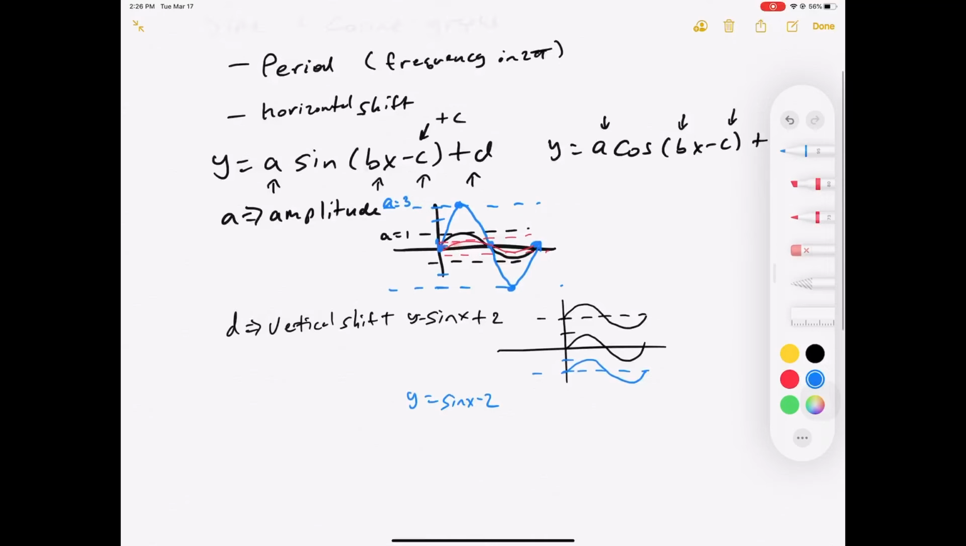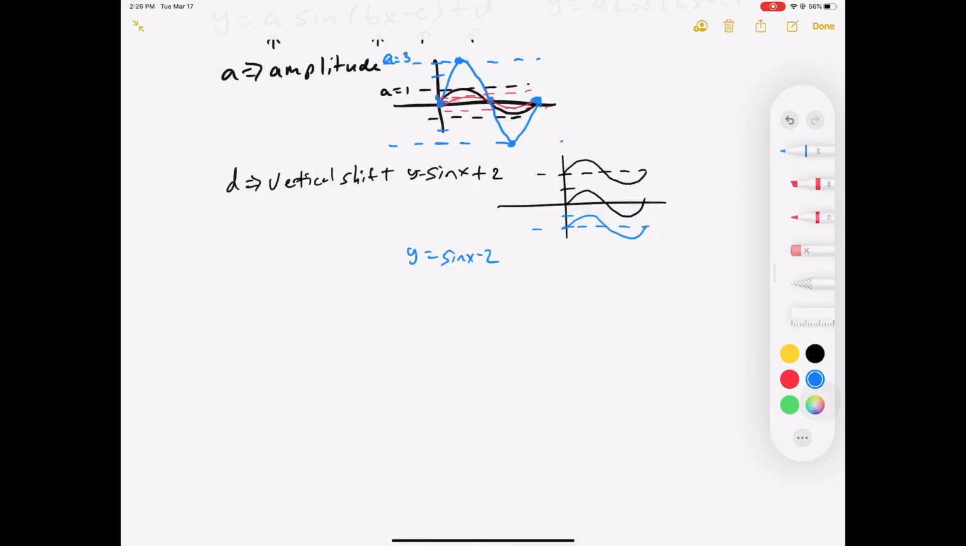Let's continue. So today we're going to talk about our b value. And our b value, we say, refers to period, because the period is 2 pi over b. So we use b to calculate our period.